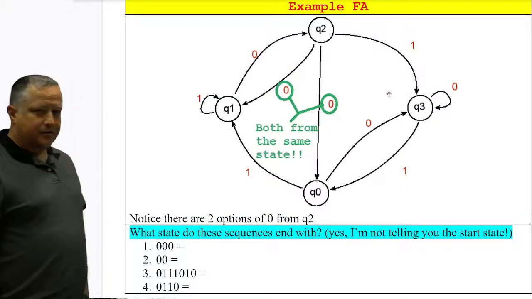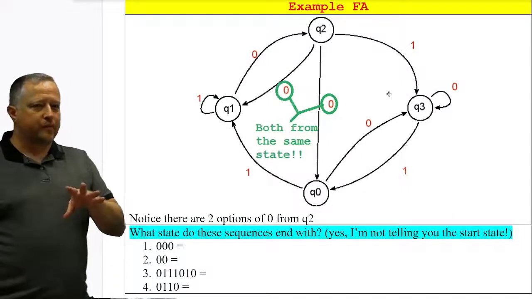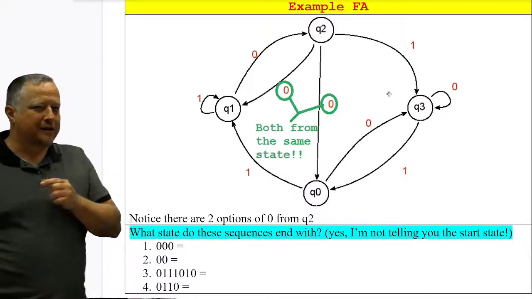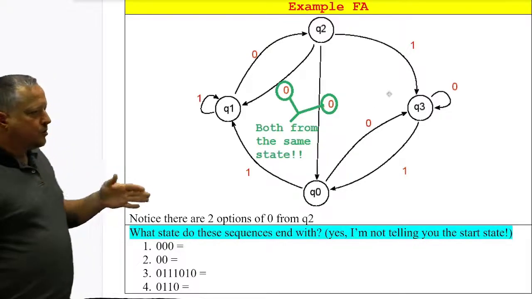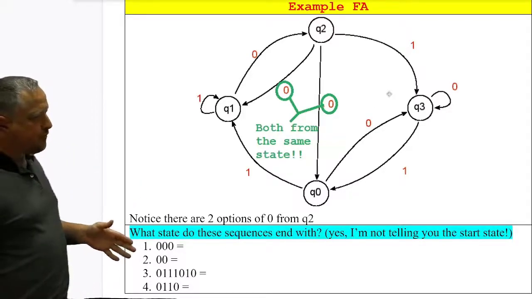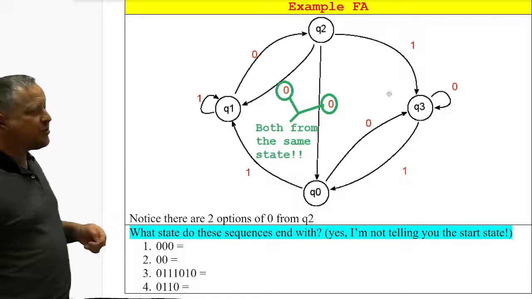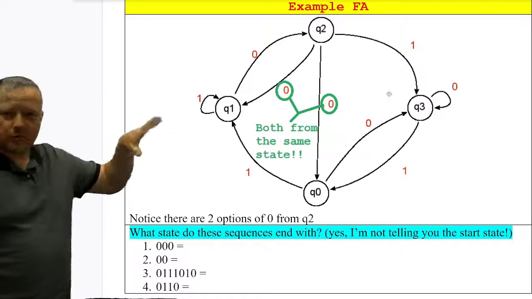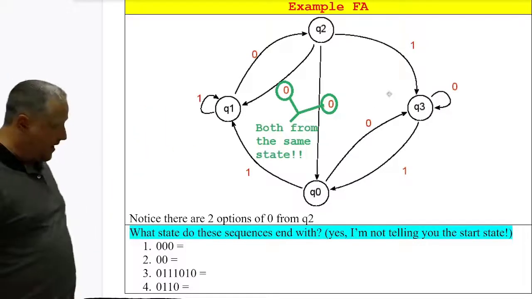Here's our exercise. Notice I've given you a little bit of information from the previous video, but I bet you can figure out the rest. So I want you to answer these questions. I only have 4 of them here, and I'm going to ask you what state do these sequences end with, and the state is going to be either Q0 through Q3.